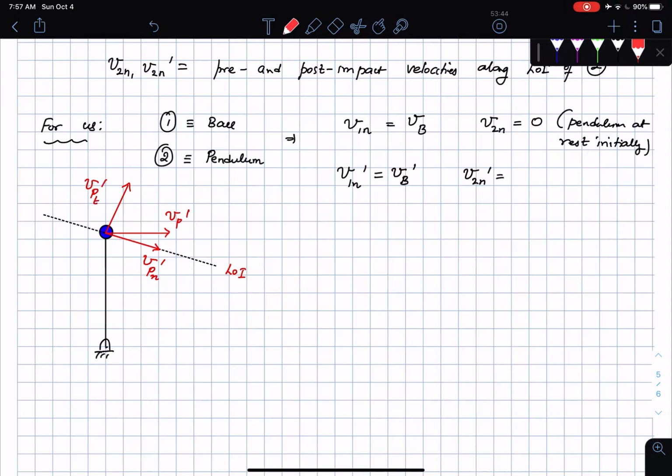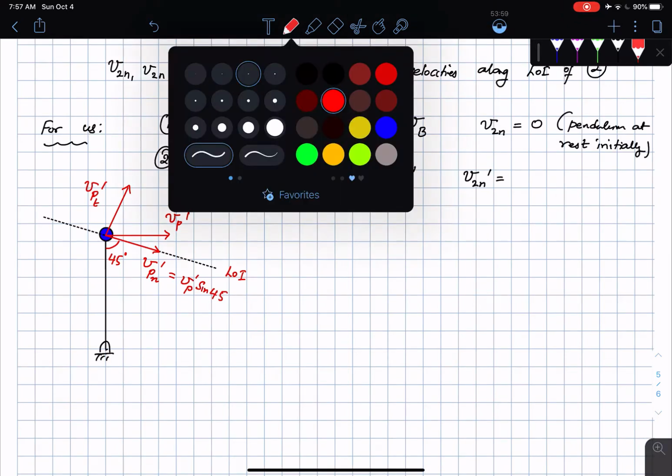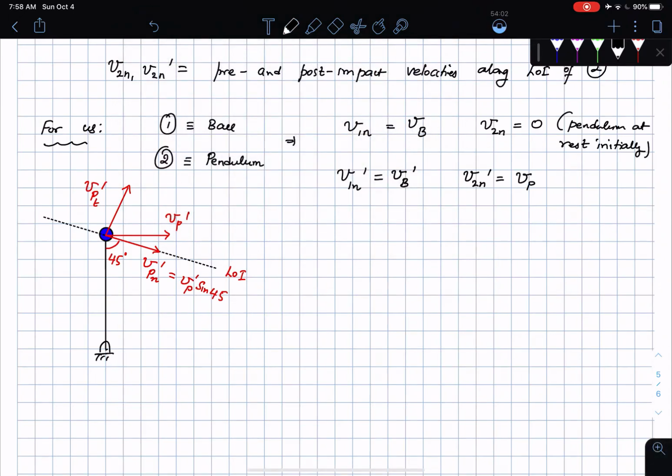I know that this angle here is 45 degrees, which means VPN prime is going to be VP prime times sine 45. So V2n prime, because 2 represents the pendulum for me, is going to be VP prime times sine 45. This is the velocity along the line of impact for me. And so I start substituting. I have 0.45 is equal to V2n prime, that is VP prime sine 45 minus VB prime, all of this divided by VB minus 0.